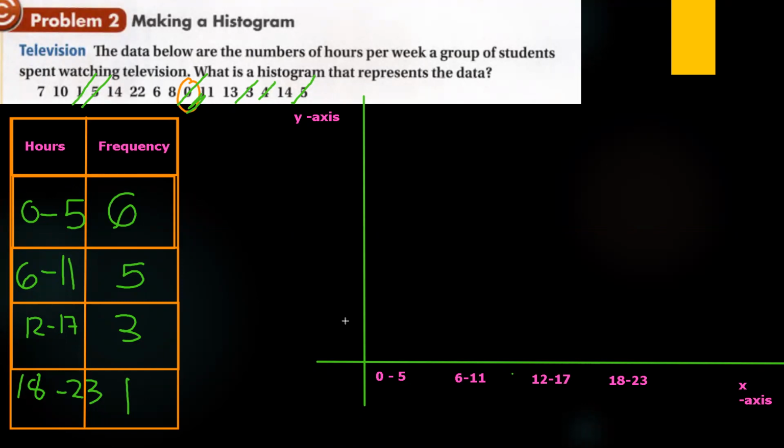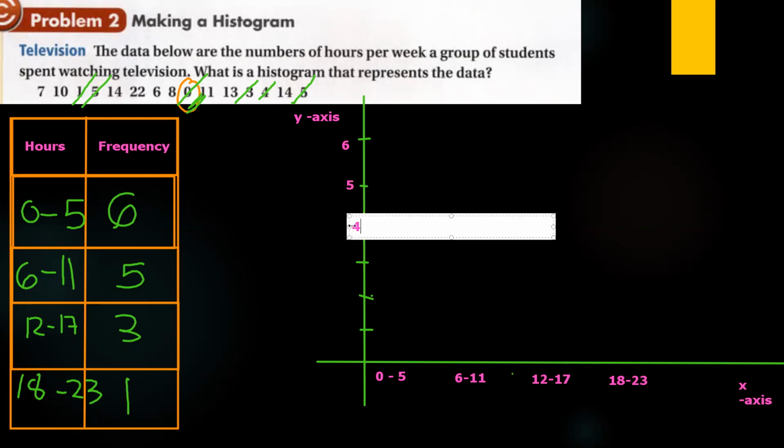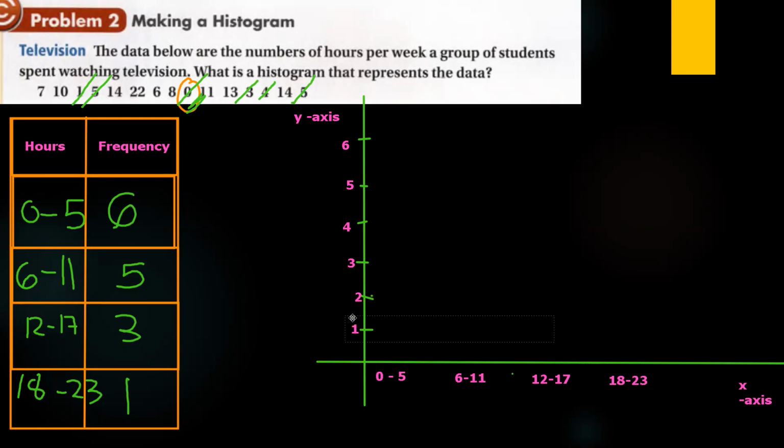That means we have to write 6 dashes on the y-axis. So here, this is 6. This is 5. This is 4. This is 3. This is 2. And this is 1. This is the first step.